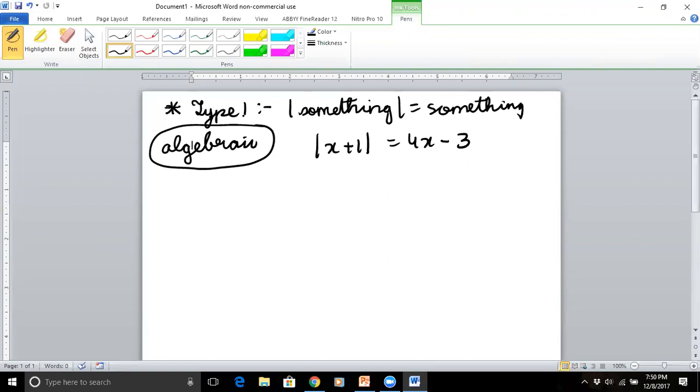And what is the algebraic approach of the mod? You split open the mod based on the definition that mod of x is plus x when x is greater than 0 and minus x when x is less than 0. So I want all of you to take a quick 30 seconds. I want all of you to split open this mod and quickly give me what would be the solution or solutions for x, please.